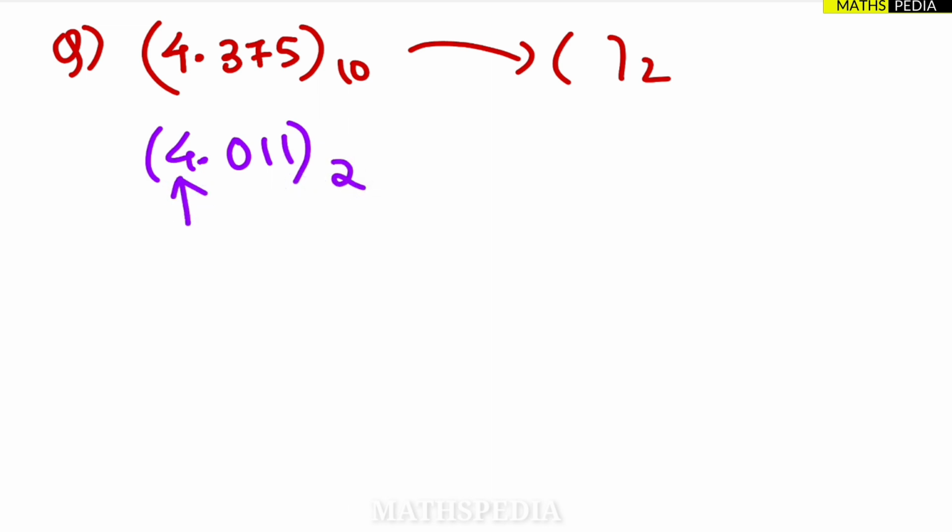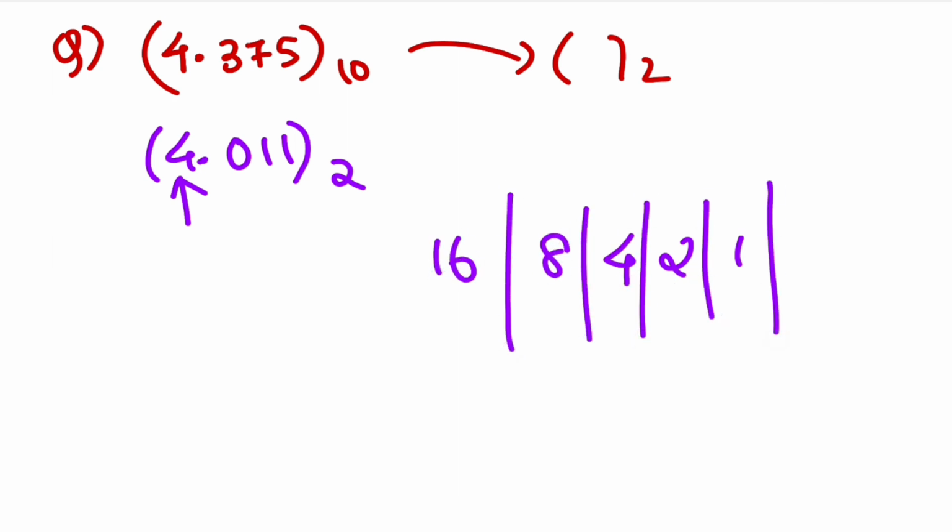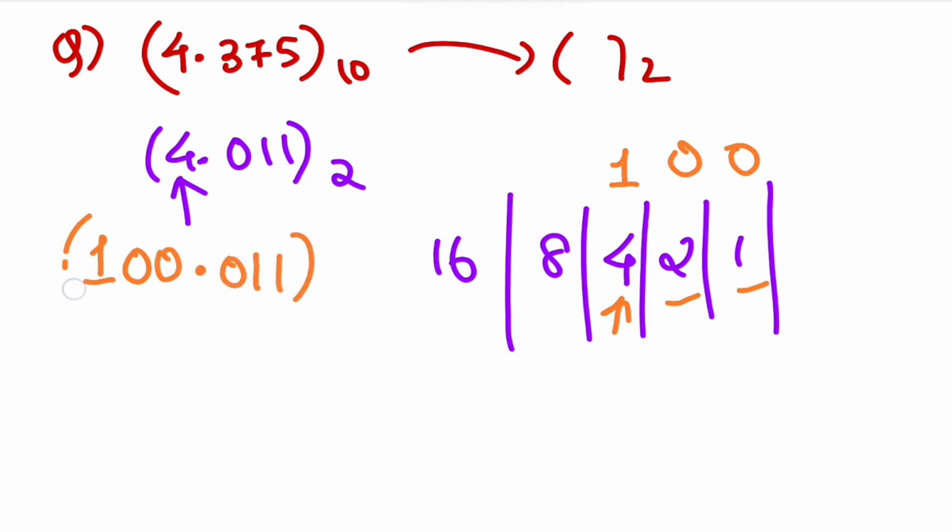I cannot write the answer as 4.011 binary because this is not the binary form. Binary form, again you observe 1, 2, 4, 8, 16. So 4 whether it is given directly or not. Yes, it is, you can see directly here 4. So put there 1 because I needed that number 4. And right hand side any other numbers are there? Yes, 2 numbers are there. Put there 0. Not left hand side. Put there 0. Your answer will be 100.011 binary.